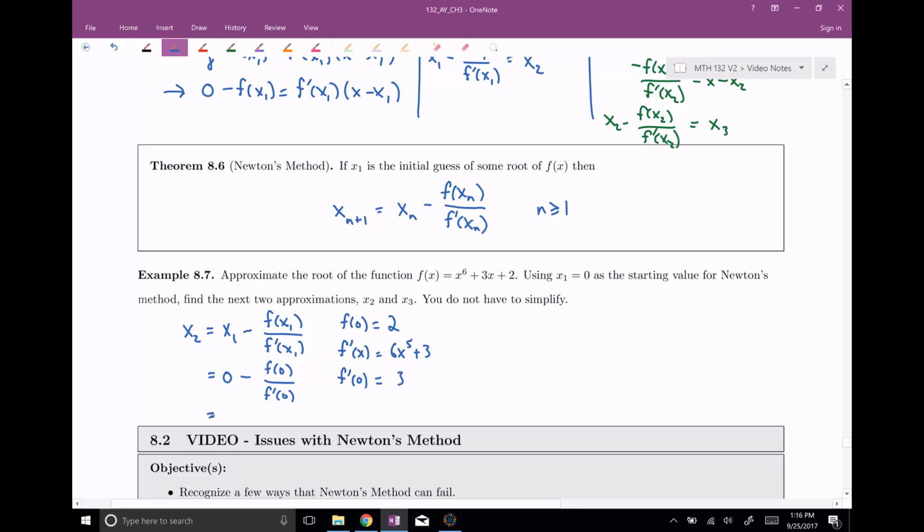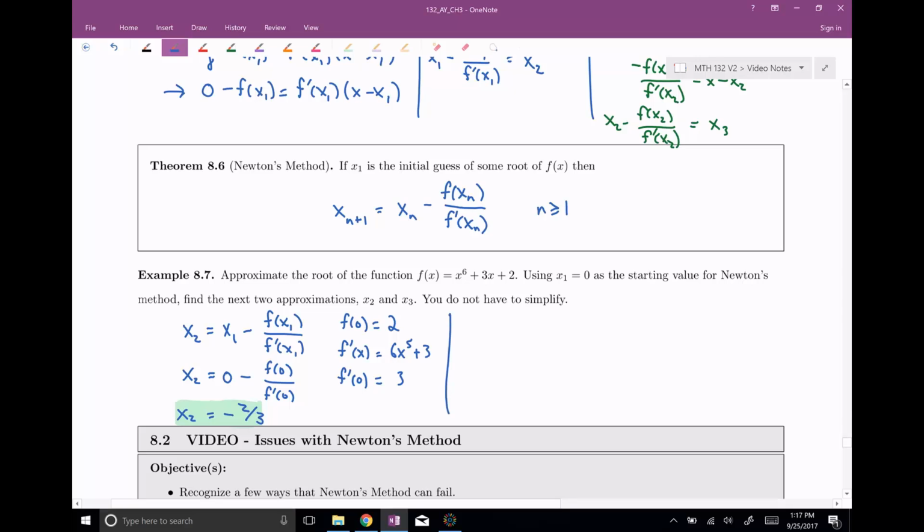So this gives us that our second guess should be 0 minus, so that's just going to be negative f of 0, which is 2, divided by f prime of 0, which is 3. So again, our second guess is negative 2/3. So there is one of our answers, right? We want x2 and x3. So there is our x2.